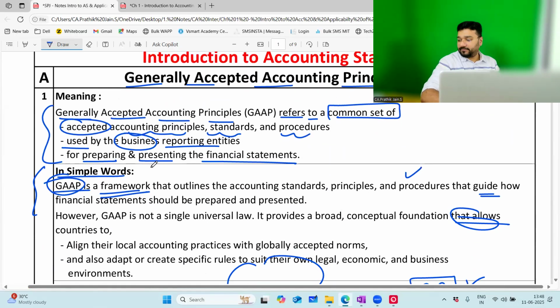What is GAAP? What is GST? Goods and Service Tax. Wonderful.